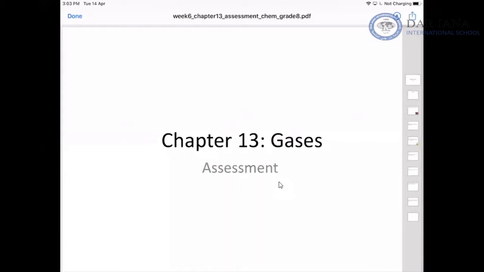Hello everyone. In this lecture, we're going to solve some of the exercises in chapter 13, assessment. So that will be page 468 and 469. We're going to solve some selected questions about gases. We're going to be applying different gas laws like ideal gas law and combined gas law and other gas laws.